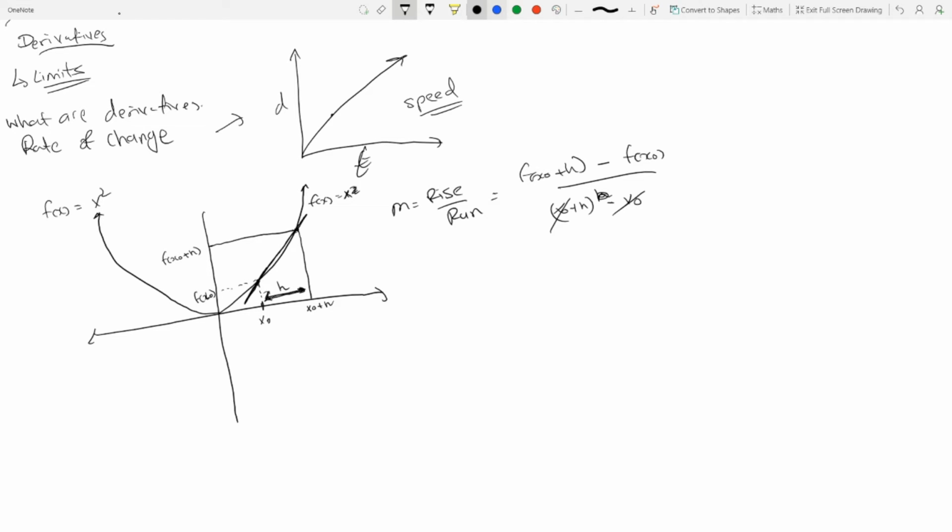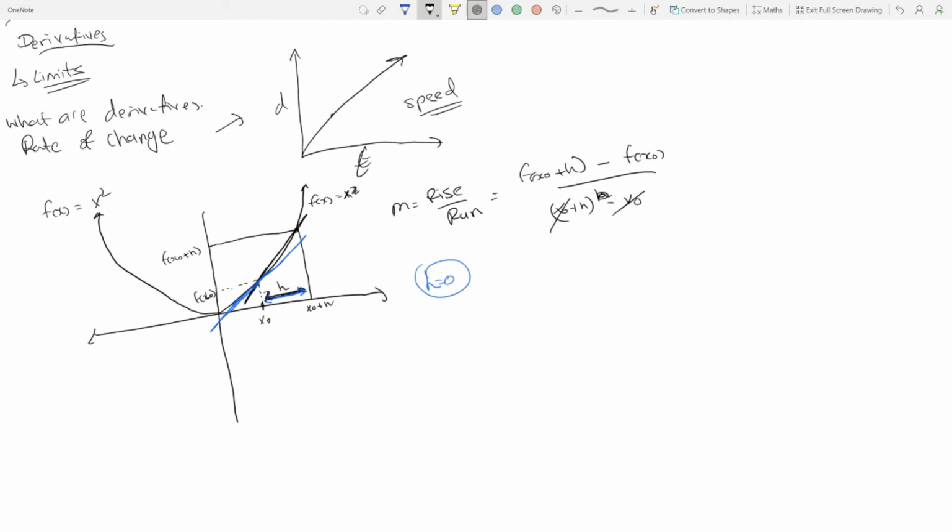So let me draw that in a different color. We want a tangent line, the slope of a tangent line that's only going to be touching that one single point, right? We want the slope of that. All right. How would we find that? Well, it's simple, right? What should h be if we want to find that one single point? h should equal 0, right? Because if h equals 0, then x naught is equal to x naught plus h. But how would we show that?